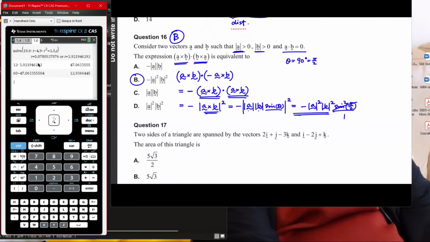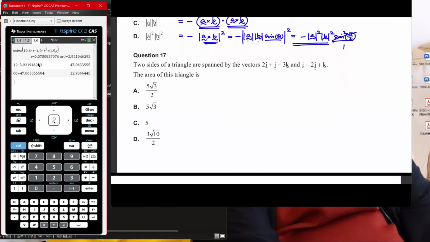Okay, question 17. Two sides of a triangle are spanned by the vectors (2, 1, -3) and (1, -2, 1). For the triangle area, I take the norm of the cross product of (2, 1, -3) and (1, -2, 1). This gives me the area of the parallelogram, so I have to halve it, which gives me 5 root 3 over 2. There we go, option A.